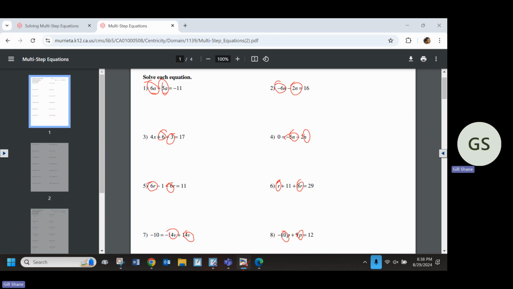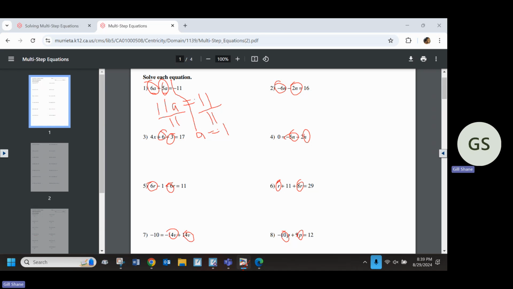So again, 6A plus 5A is 11A. That equals 11. I just bring the 11 down. Now I'm already at division. There's nothing to subtract or add because that is 11 times A. So I do the opposite of multiply, which is divide, which means I divide there. So A equals 1 for that problem.